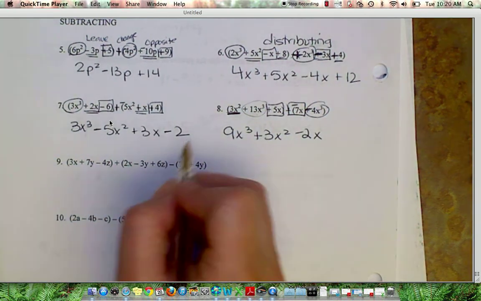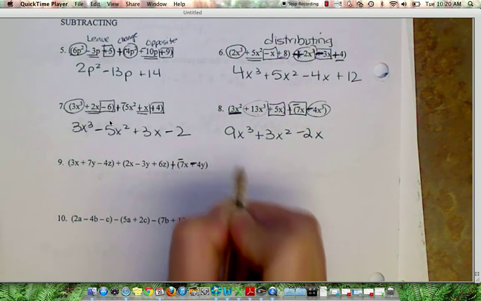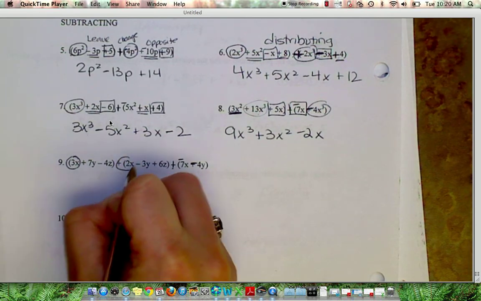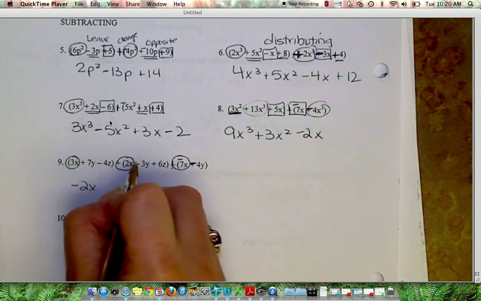Here, this is actually easier than you think. Just change this to addition and adjust the signs on these guys. Now combine all the x's. 3x plus 2x is 5x, minus 7x is negative 2x. So just combine them all in one step.